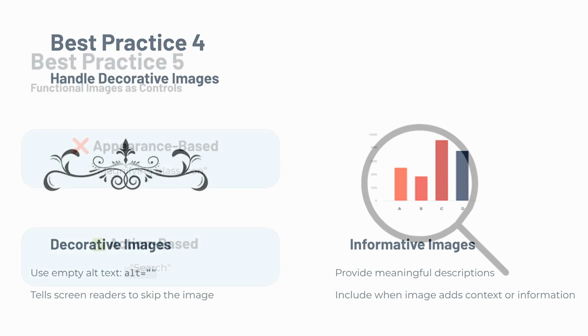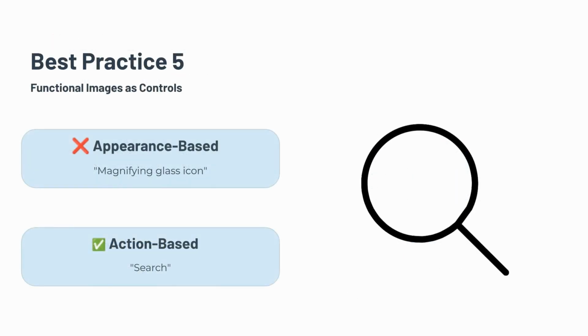Also, when an image functions as a button or a link, the alt text should describe the action rather than the appearance. For instance, instead of describing a magnifying glass icon as "magnifying glass icon," the alt text should say "search," because that is the function the control performs.